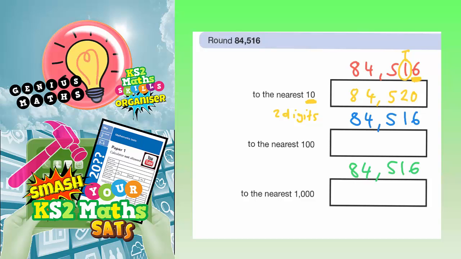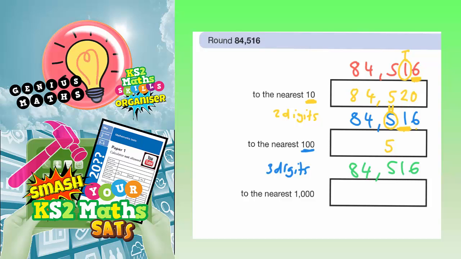Now we're going to do exactly the same process to the nearest 100. So the nearest 100, well, 100 has 3 digits. So this time we need to find the third digit in and see what that is. So the third digit in is not the 6, it's not the 1, it's the 5. So the 5 is the third digit in, and that is the hundreds digit. So we need to ask ourselves, does it stay as a 5 or does it round up? And you look at the next digit, which is the 1. You always look at the next digit to the one that you're trying to round. So the 1 is lower than 5, so that 5 stays as it is.